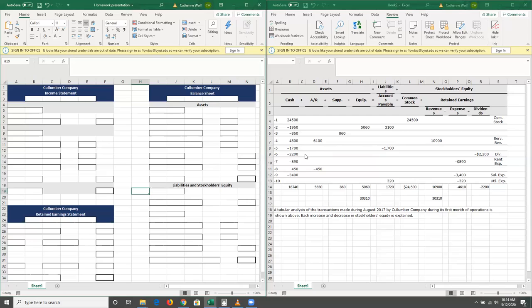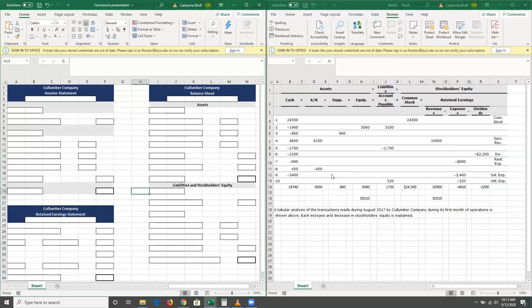And then they decided, you know what, let's pay some dividends. So they paid $2,200 in dividends. The next thing that they did was they had to pay rent. So rent is $890. You subtract $890 from cash, and $890 right here for rent expense. And then for accounts receivable, some of the people actually paid their debts to you. So you can subtract $450 from your accounts receivable, and you add $450 to your cash amount.